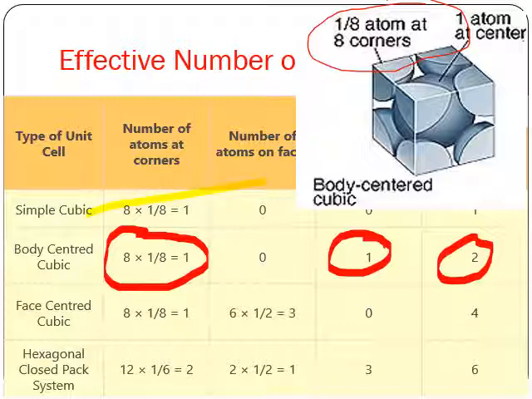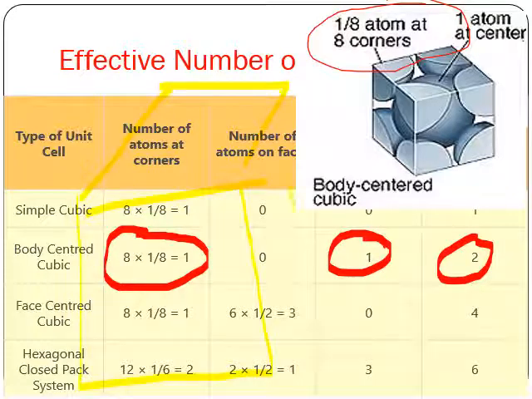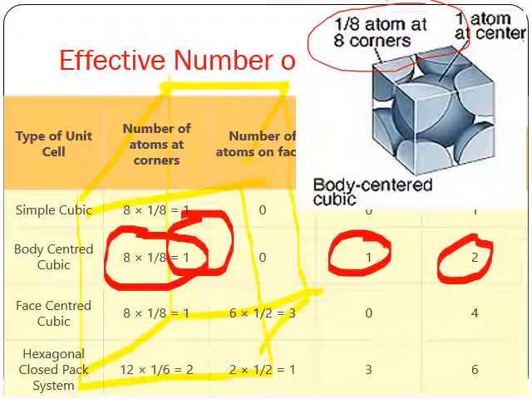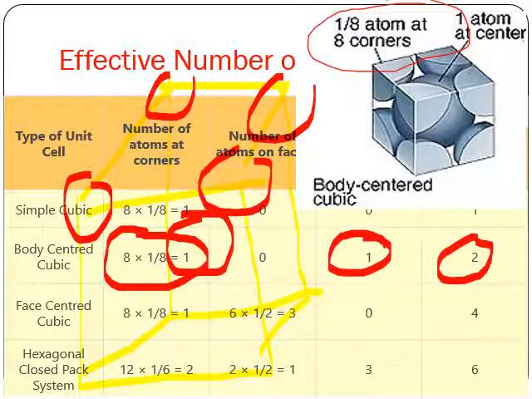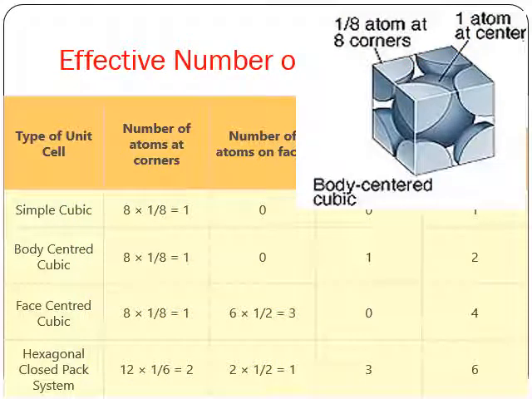You can imagine this is my unit cell like this. There is an atom at the center. This atom is not shared by any other unit cell, but the atoms which are here, here, here and here are shared by 8 unit cells. So it is 1 by 8 into 8 plus 1, which is equal to 2. So that's how exactly we can see the effective number of atoms for a body centered cubic.